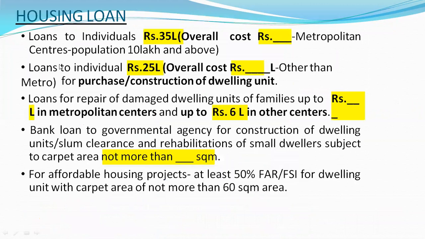Okay, friends, so this is next, related to housing loans. So loans to individuals. Under priority sector lending, loans to individuals you can provide up to 35 lakh. So here you have to tell what should be the overall cost of the project for metropolitan centers with population of 10 lakh and above, and loan to individual 25 lakh. So a 25 lakh loan to an individual will come in priority sector, and here you have to tell what will be the overall cost of the project other than metro for purchase or construction of a dwelling unit, and loans for repair.